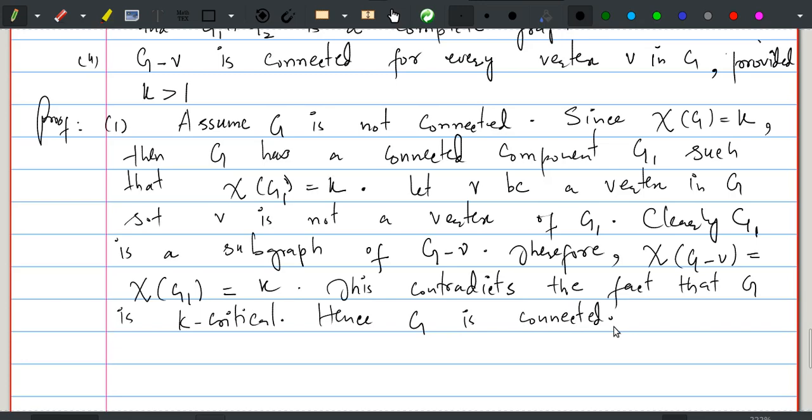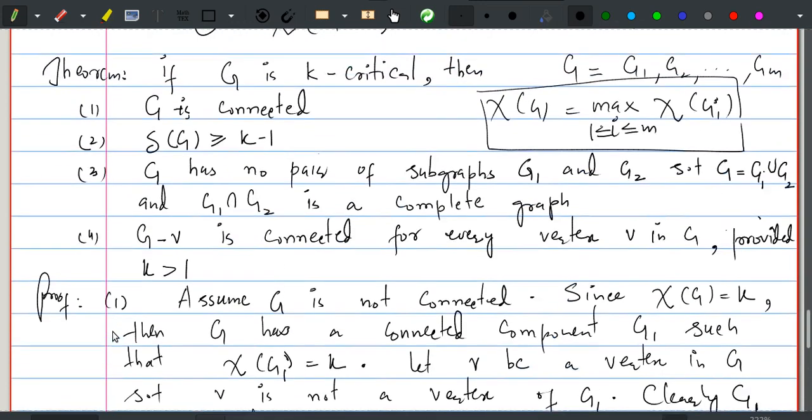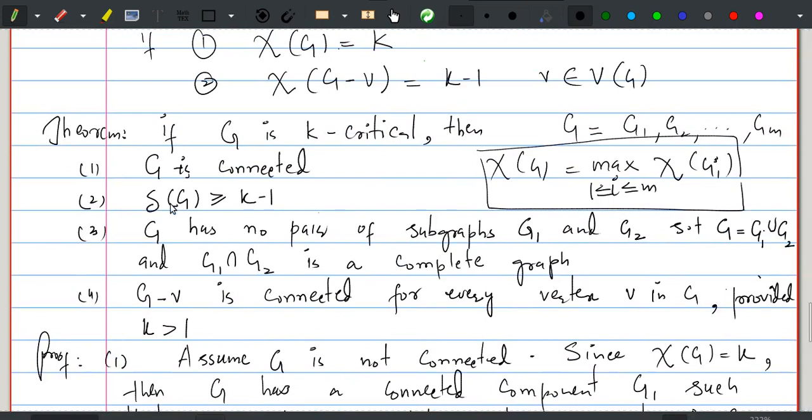Let us prove the second item. We have to prove that the minimum degree of G is at least k minus 1, where delta G is the minimum degree.